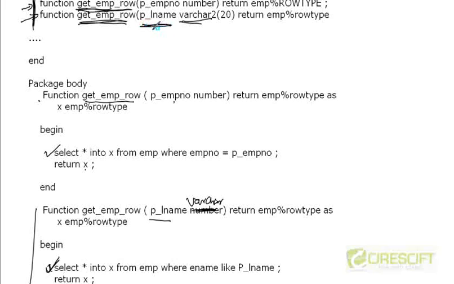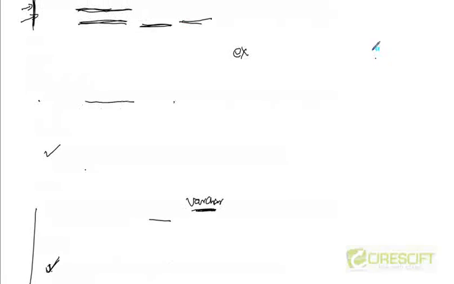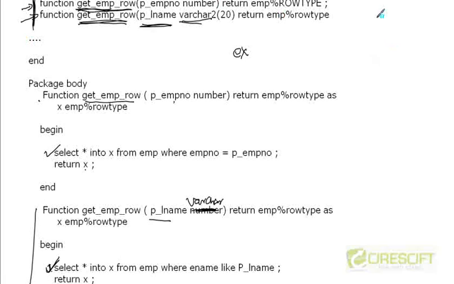Okay, so what we're going to do is change the formal parameters. In one case we are sending a number, in another case we are sending a varchar2. Say for example, whenever I execute, let's say I do an execute, and let's say this package name is xyz.get_emp_row. If I give a varchar, let's say 'king', in that case this function is going to be executed.